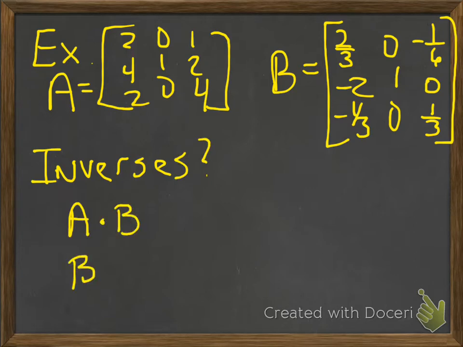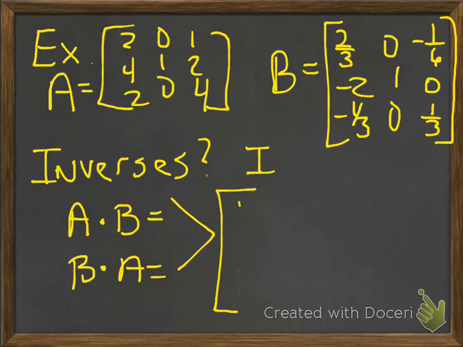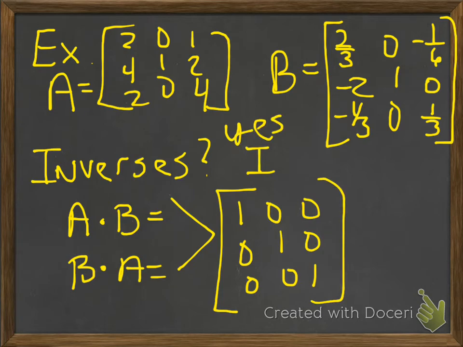The point is, we're trying to decide, are these two matrices inverses of each other? Do we get the identity as an answer? So the key there is just to straight multiply.